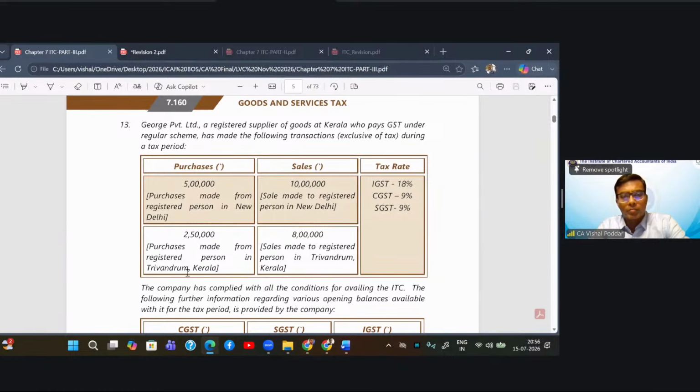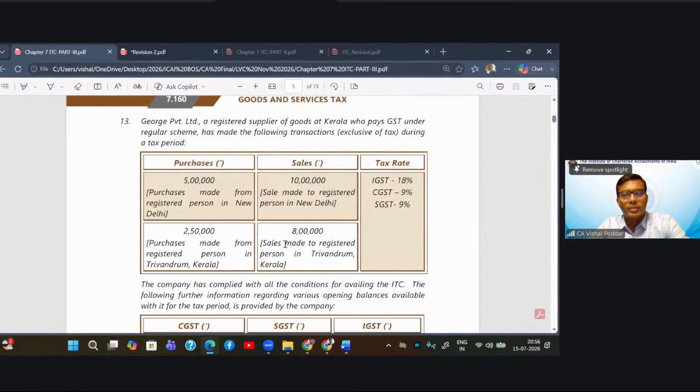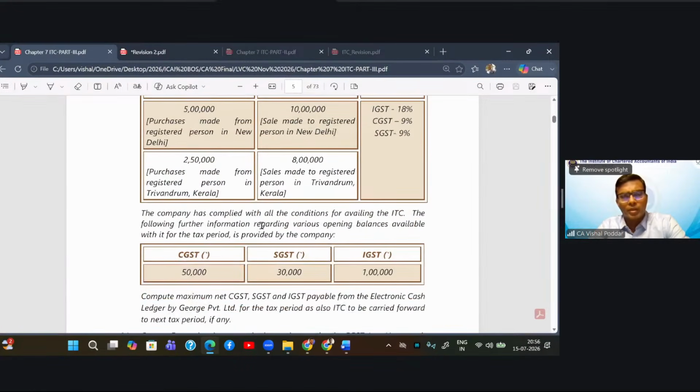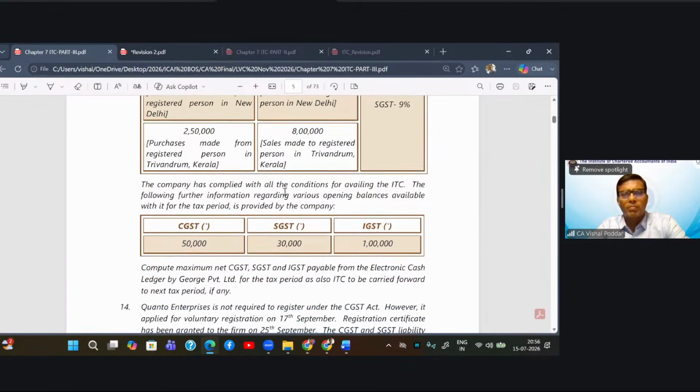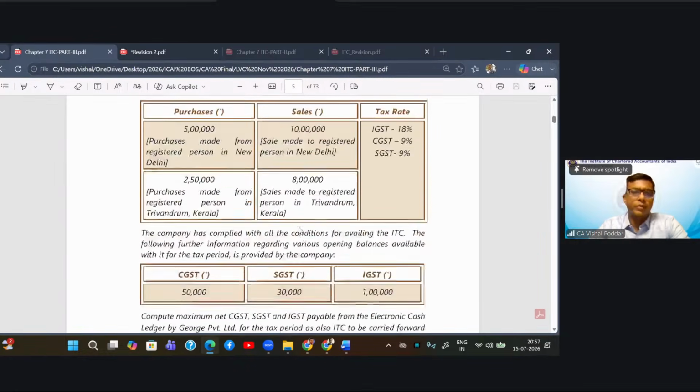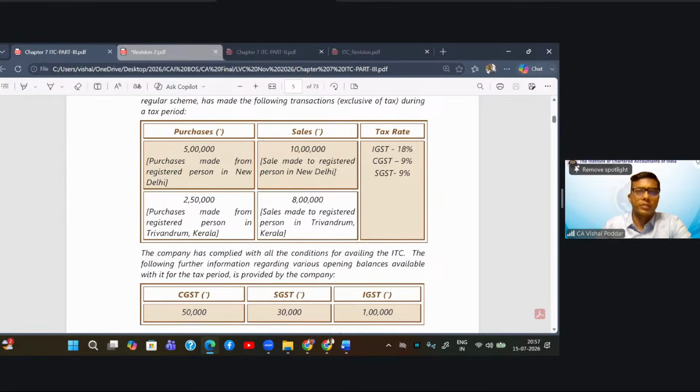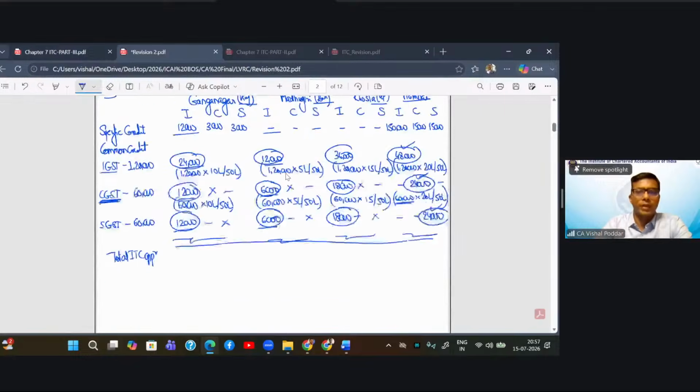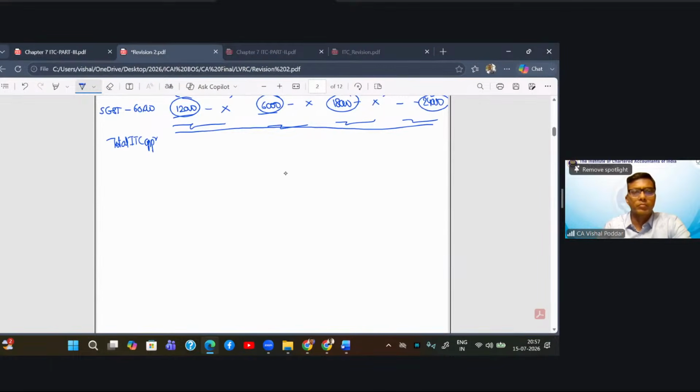250 purchase made from a person in Kerala, so this will be C plus S. Similarly, sales made to a person in New Delhi, this will be IGST, and this will be C plus S. Okay, the company has complied with all the conditions to avail ITC. Following is further information regarding various opening balances available with it. Okay, so we have to do set off. Chalo, we'll solve this sum also, which is on setting off of ITC. 13th.